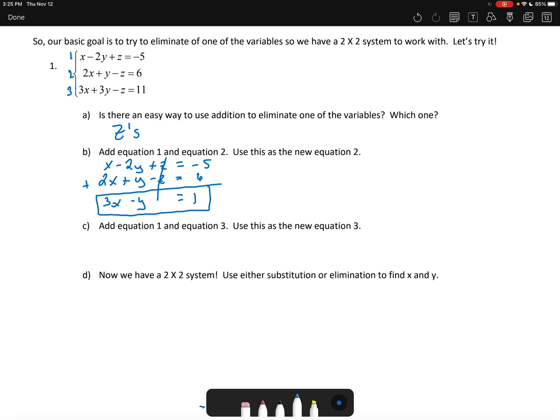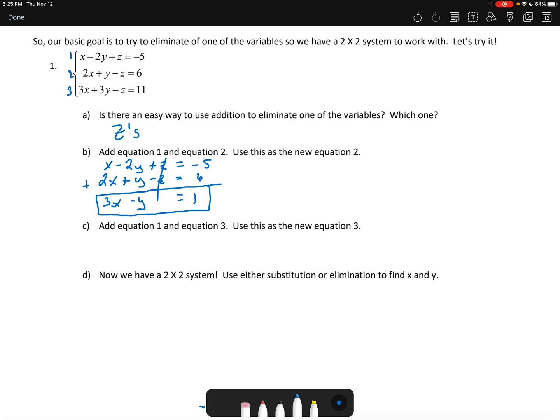Okay, then what you do, now we've got an equation with only x's and y's, so it's like, hey, I like that better. That's something I already know how to work with. Then you want to do that again. So you have to eliminate the same variable again. You can't first eliminate z's and then all of a sudden pick on a different one. So I have to stick with z's.